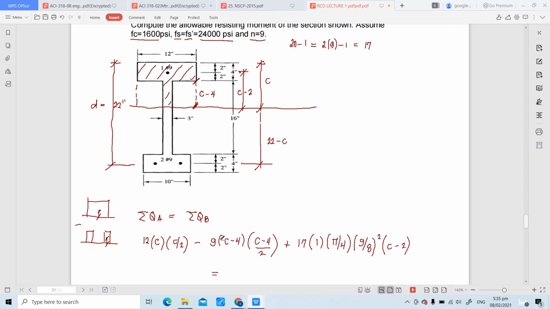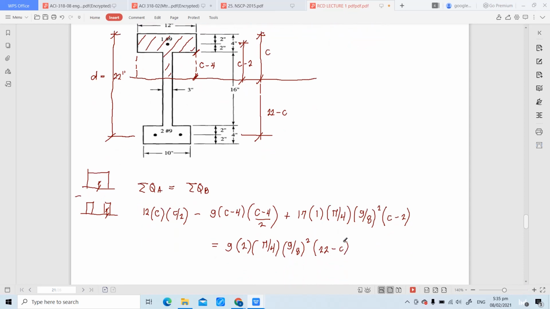Equivalent to the moment of area below the neutral axis. Below the neutral axis, ang i-consider lang natin na yung bakal dahil nasa crack stage tayo. So, yung bakal na yan, itra-transform natin. Mumultiply natin ng n. That is 9. No, meron tayong dalawang bakal. Ang area ng isang bakal ay pi over 4 d squared. Ang diameter, naka-divide ng 8 din. And, multiplied by yung moment arm, yung distance ng centroid ng dalawang yun papuntang neutral axis. And that is 22 minus C.